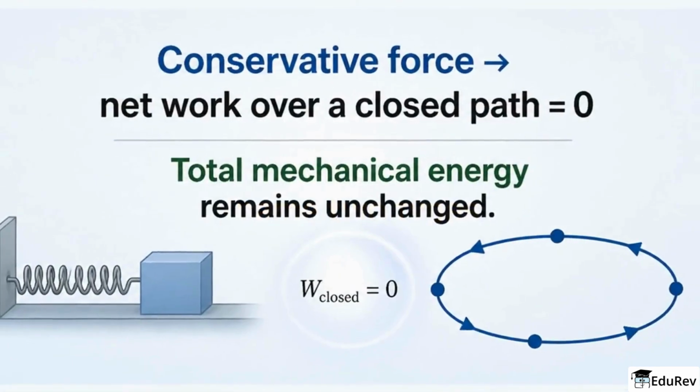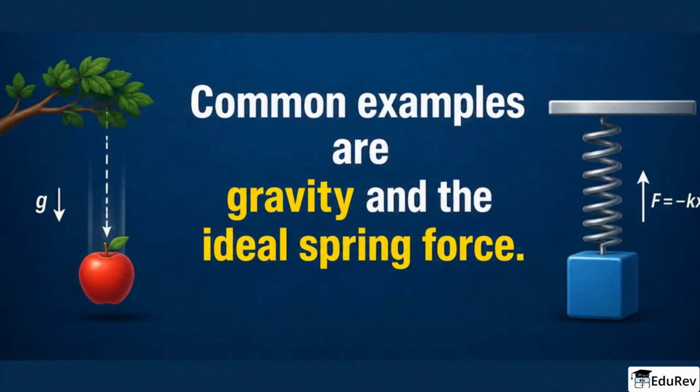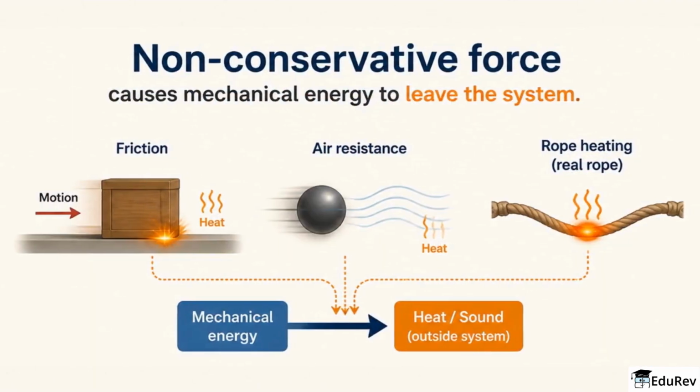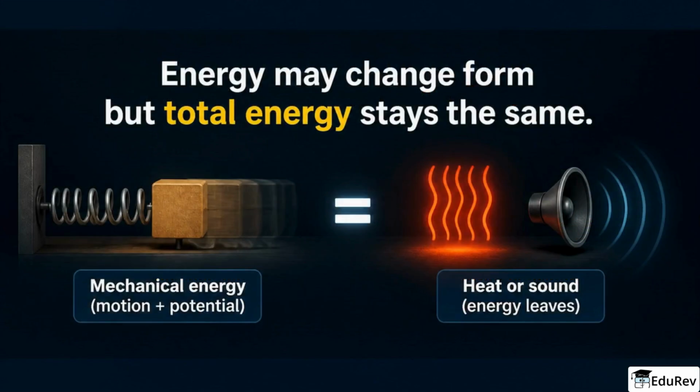A conservative force is one that does zero work over a closed path. So, it does not change the total mechanical energy of the system. Common examples are gravity and the ideal spring force. A non-conservative force causes mechanical energy to leave the system, like friction, air resistance, or a real rope that heats up. Even when energy leaves as heat or sound, the total energy of the universe is still conserved.